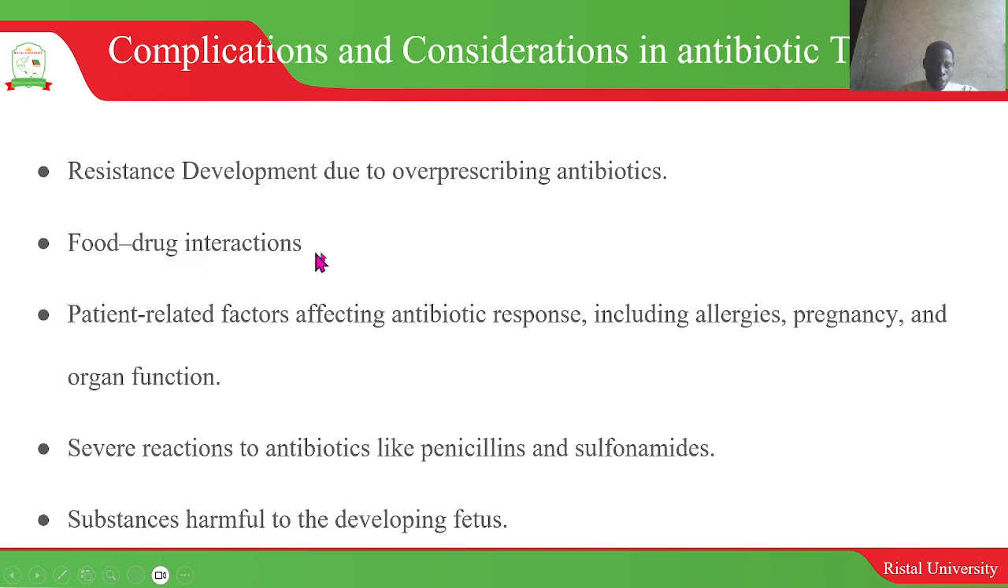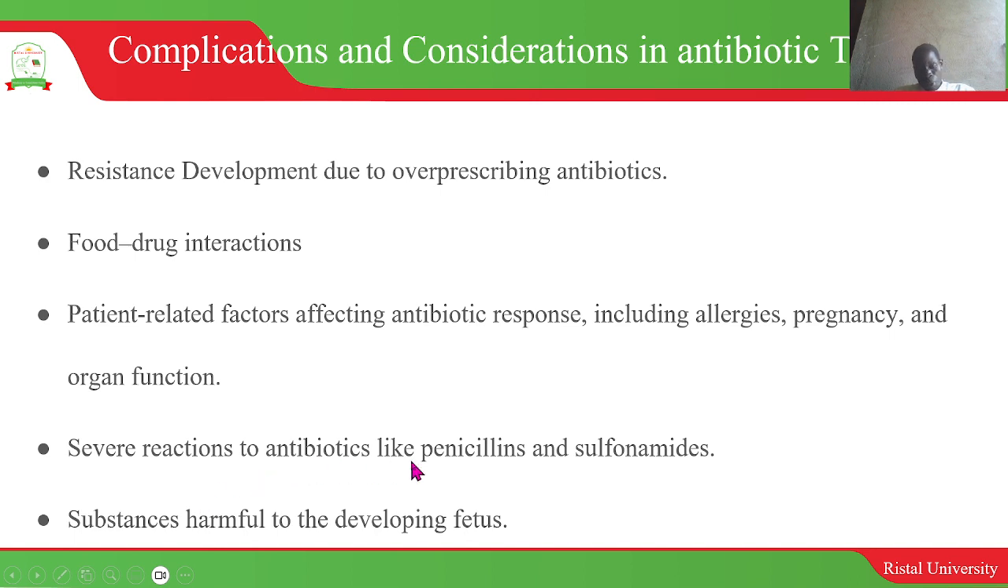Food and drug interactions. We looked at how food and drug interactions may also affect medications. We also look at patient-related factors affecting antibiotic response, including allergies, pregnancy, and organ function. We talked about renal clearance of certain drugs, so all those need to be considered. For pregnancy, we also have drugs that are teratogenic. So we need to see is this drug worth giving to someone who is pregnant, or do you have to give an alternative because this one is contraindicated.